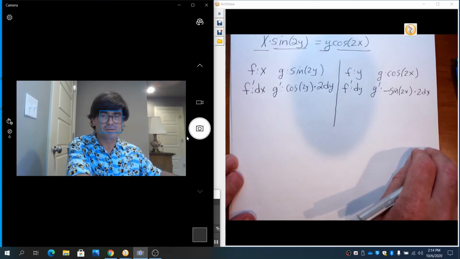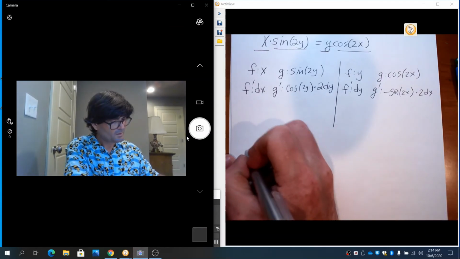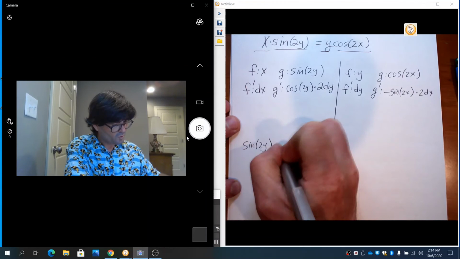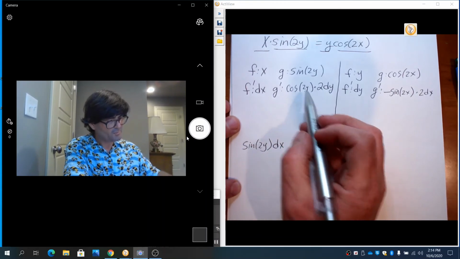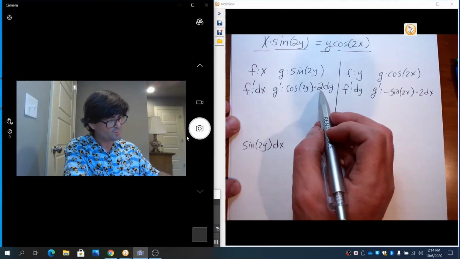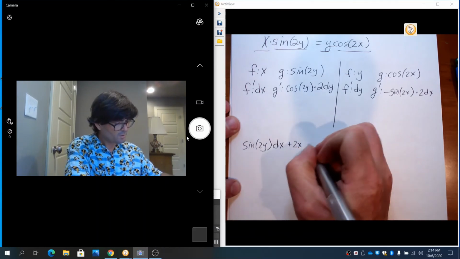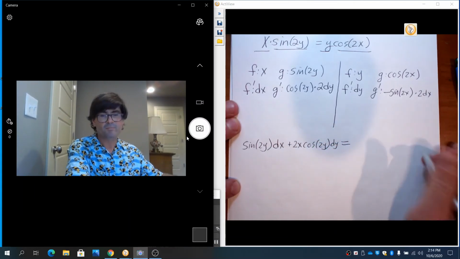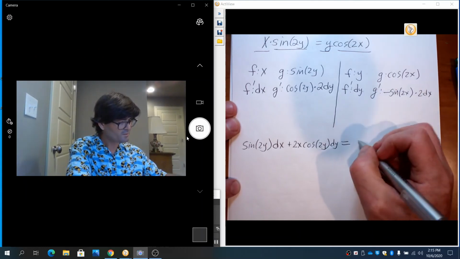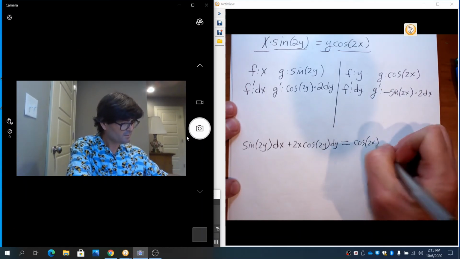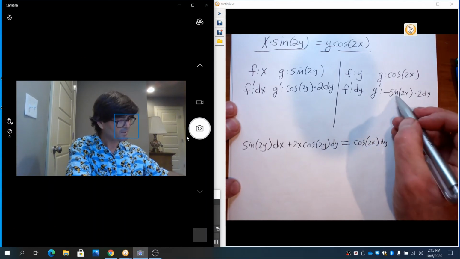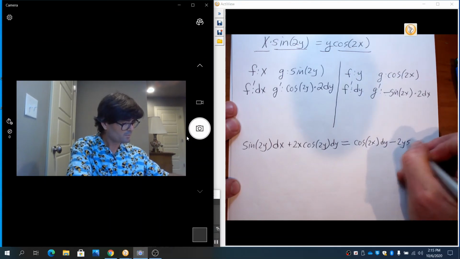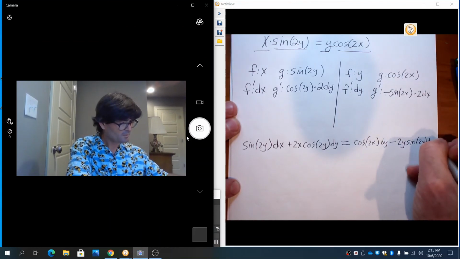Now we're going to put all the pieces together. F prime times g is going to be sine 2y dx. And then plus g prime times f, it's going to be x times 2 cosine 2y dy, an equal sign. F prime times g is cosine 2x dy plus g prime times f is actually going to be minus 2y sine 2x dx.